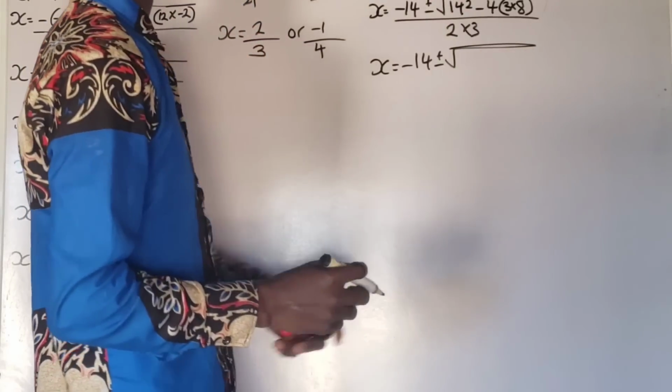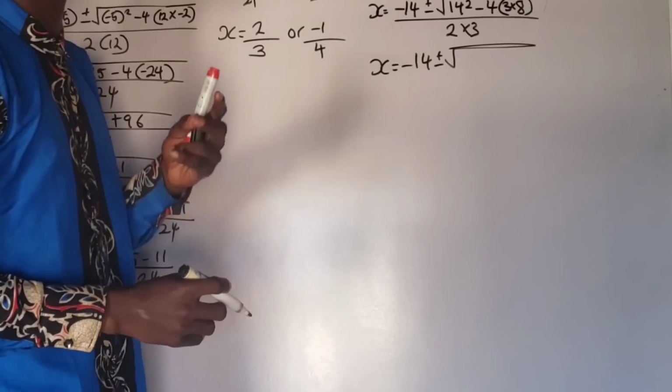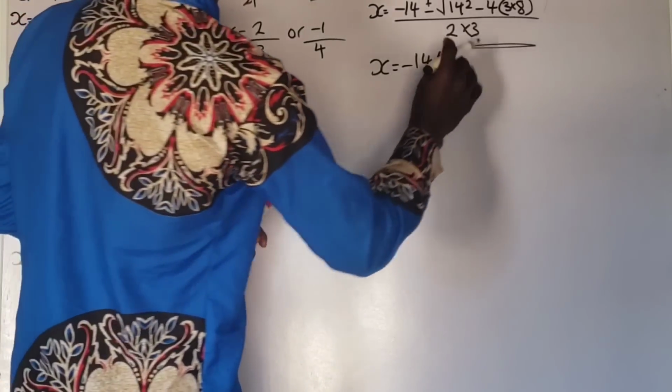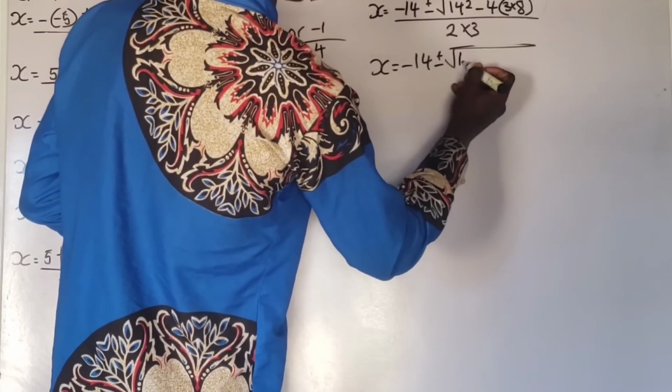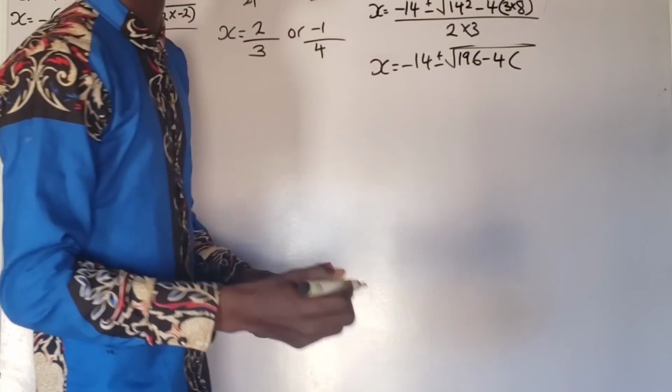Now take the square of 14. 14 squared is 14 times 14. That will be 196. Okay, so I'm going to have this 196 minus 4 into bracket 8 multiplied by 3. That is what?